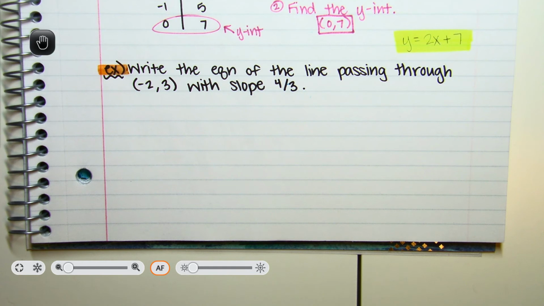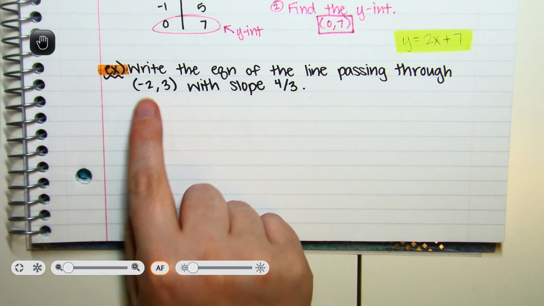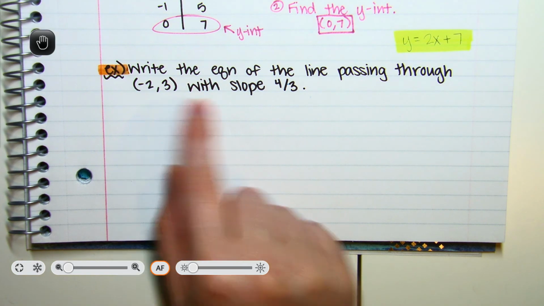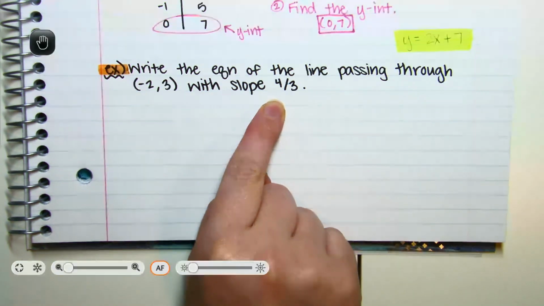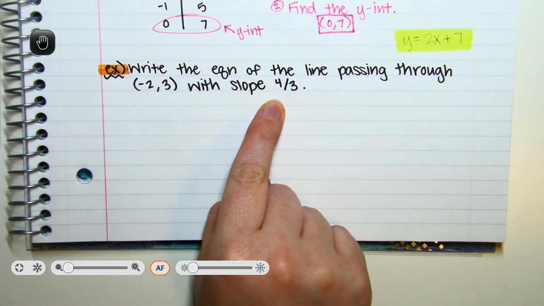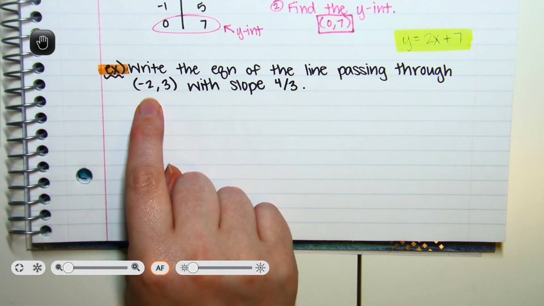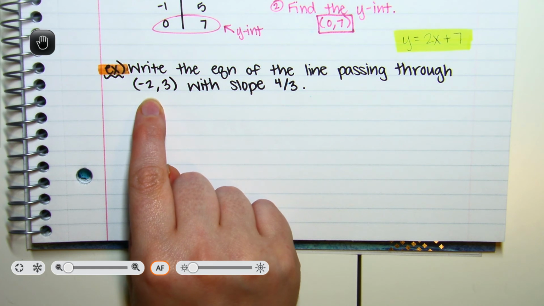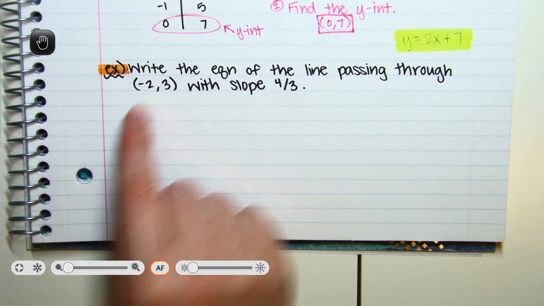Next example, now we want to write the equation of a line where we're given a point that it passes through and the slope. So realistically, if you wanted to, you could take out a graph, plot this point, and then count your slope until you get a y-intercept and see what it is. But I'm going to show you another way to do it as well.